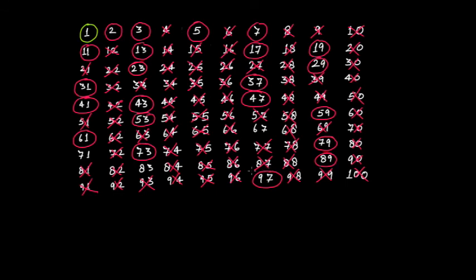So all the circled numbers are prime numbers, and the numbers which have been crossed are not prime numbers, and 1 is not a prime number. We know that 1 is a unit. So if you're asked to find the prime numbers in between any given set of numbers, then this would be the way to find the prime numbers. First start from the beginning and then just cross all the multiples of that particular number, and you'll get the result. Okay.